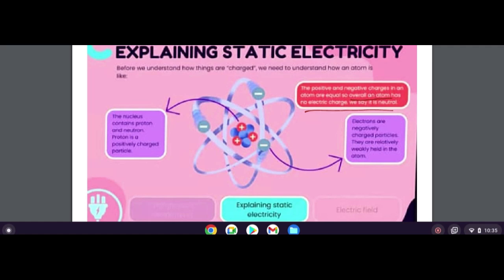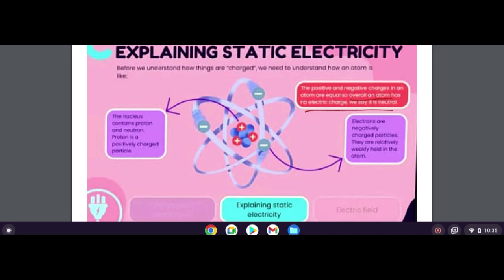For example, if there are 2 protons and 2 neutrons, or 4 protons and 4 neutrons, then the electrons will be equal. Then that atom will become neutral because everything is the same. Nothing is changing, nothing is decreasing. That is how an atom becomes neutral, and that is how our body becomes neutral. Okay.